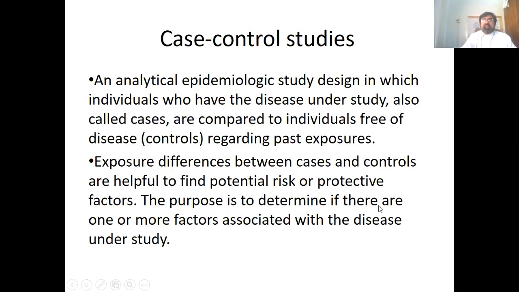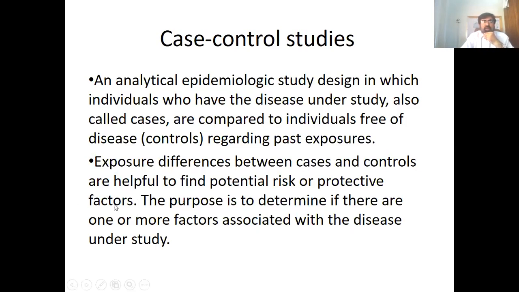The purpose is to determine if there are one or more factors associated with the disease under study. And what does it mean? The protective factors. When we calculate the odds ratio, similarly to relative risk, if it is equal to 1, there is no association. More than 1, there is a positive association. Less than 1, there is a negative relationship.